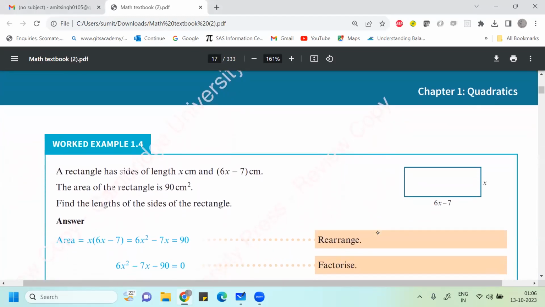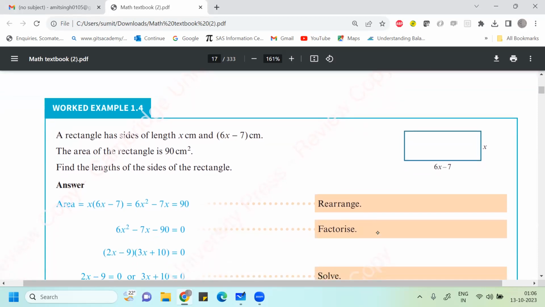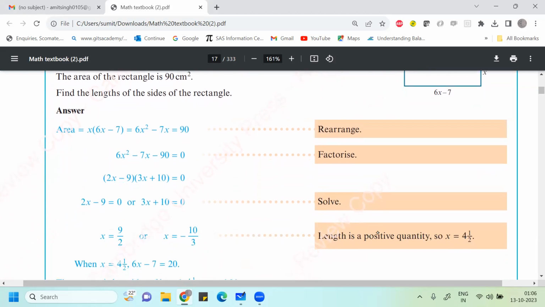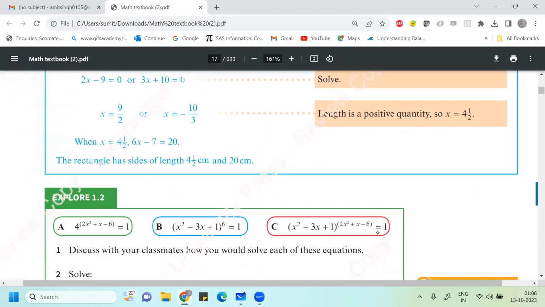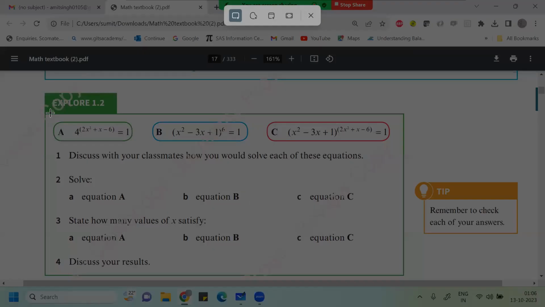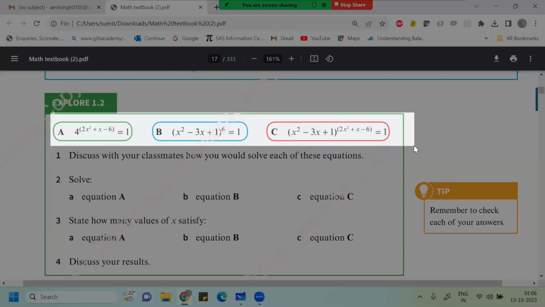Rectangle, you know the area of a rectangle is length into breadth, you can work on them. Area is given as 90. So x into 6x minus 7 is equal to 90. Again, you will get a quadratic question like 6x square minus 7x minus 90 is equal to 0. Again, you work on splitting the middle term. I believe that will give you the answer. Clear, everyone? Anybody have any doubt? You can use the chat option and ask if you have any.